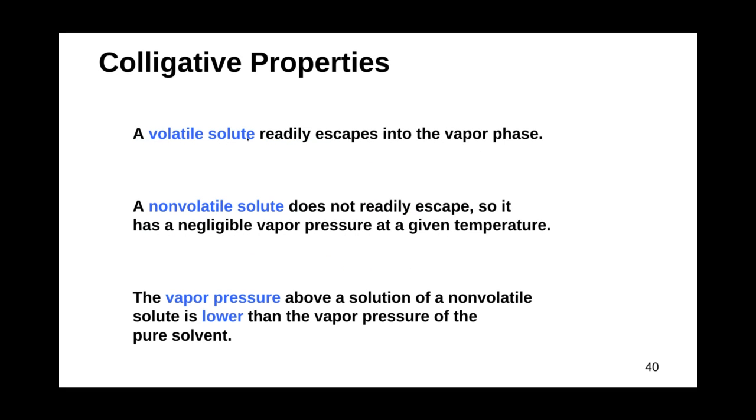Blanketed under colligative properties, we have a volatile solute, and this is something that readily escapes into the vapor phase, i.e. readily escapes into a gaseous form. A non-volatile solute does not readily escape, so it has a negligible vapor pressure at a given temperature.